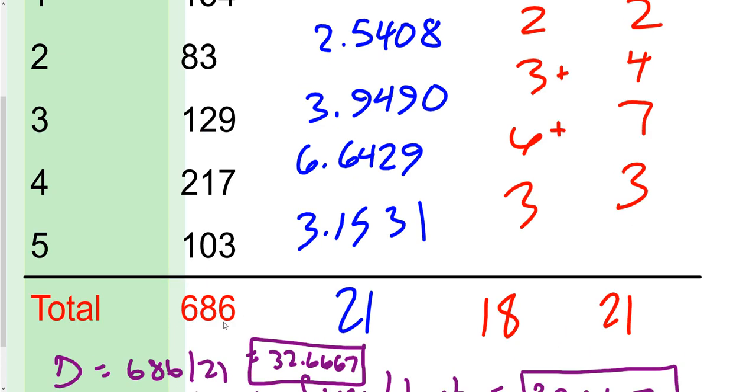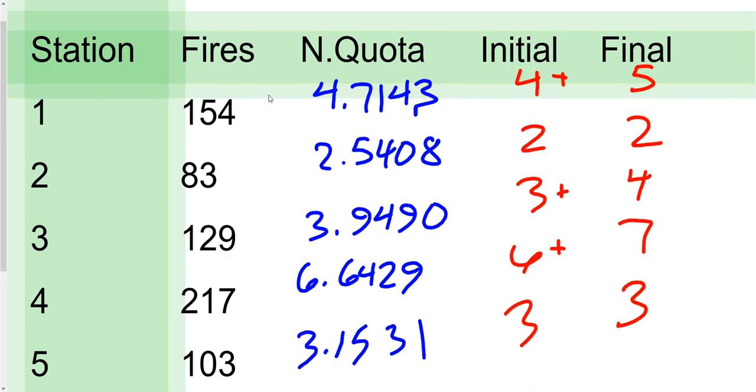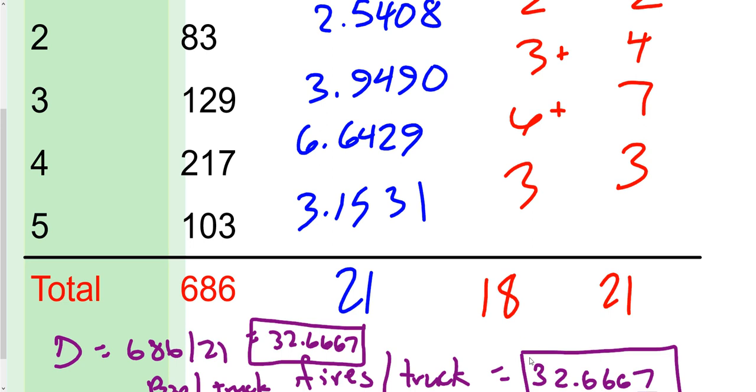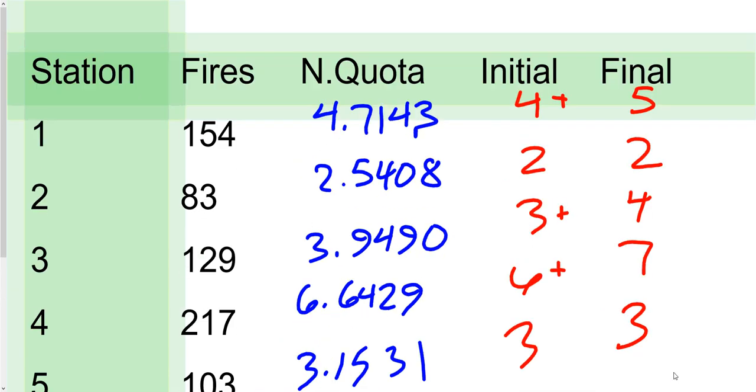Now, if you want the absolute most accurate answer, use the fraction instead. But I digress. So what you're going to do is take each of these numbers, the 154, divided by 32.6667. And that will get you this number here. So 154 divided by 32.6667 gets you 4.7143. Do the same for the others. 83 divided by 32.6667. 129 divided by the number. 217 divided by that number.